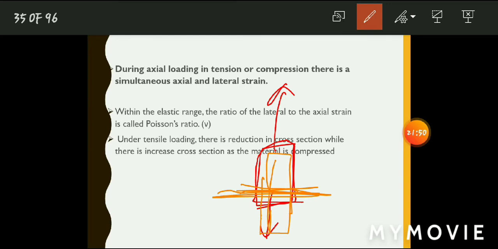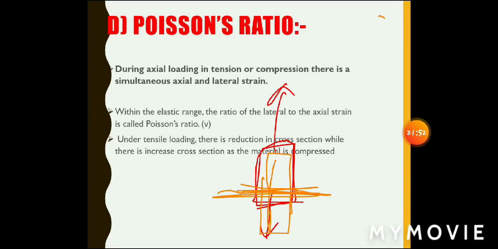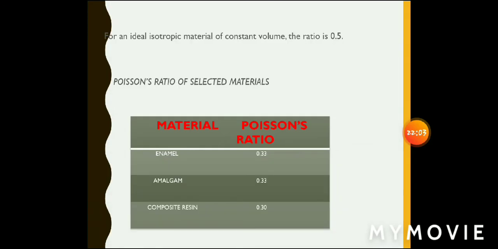During axial loading, in tension or compression, there is simultaneous axial and lateral strain. Within the elastic limit, the ratio of these two is called the Poisson's ratio. Usually the ideal Poisson's ratio should be 0.5. Most of the materials will fall under 0.3 only.